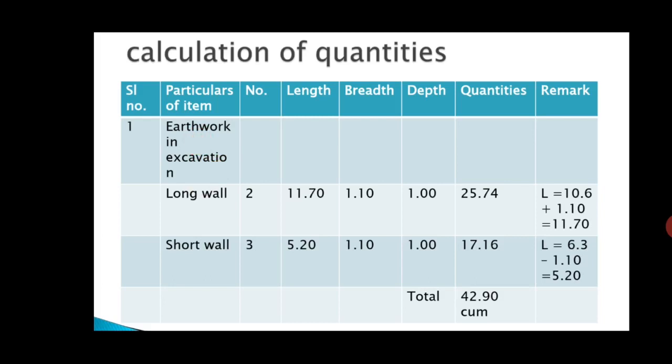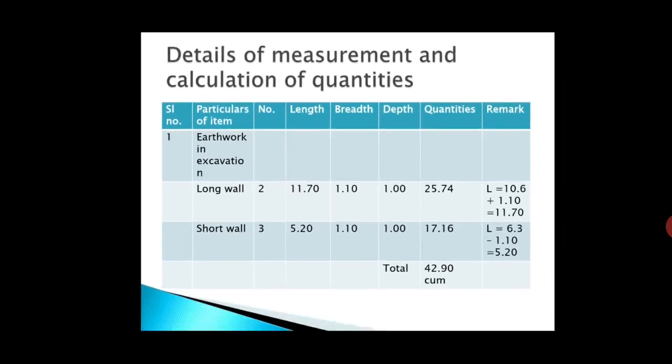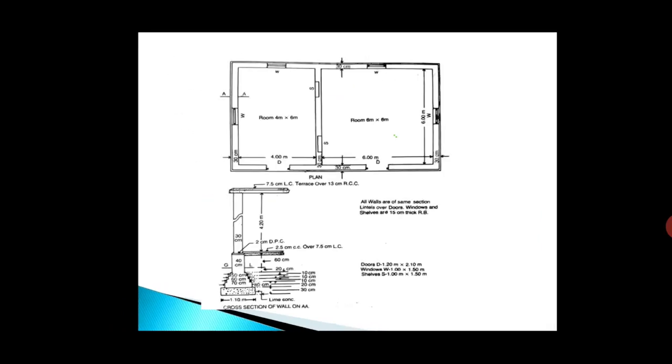So, as we are going to do the estimation using long wall and short wall, we will write down long wall in first row and short wall in the second row. So, first we will calculate what is the quantity involved along long wall, and then we will calculate what is the quantity along short wall. So first we will move to long wall.